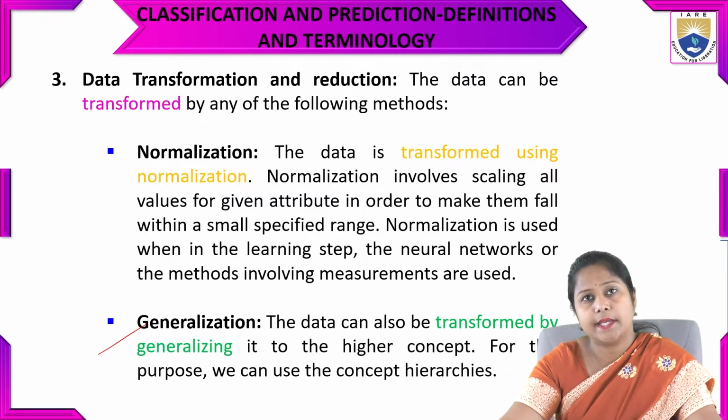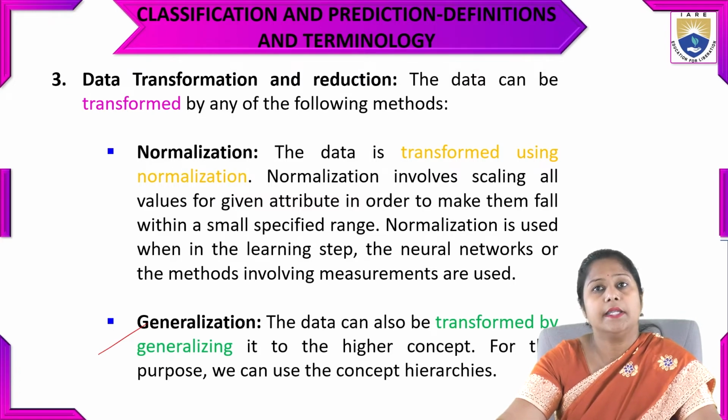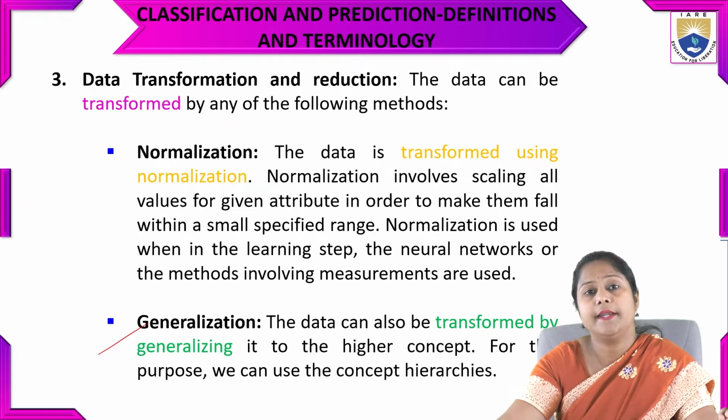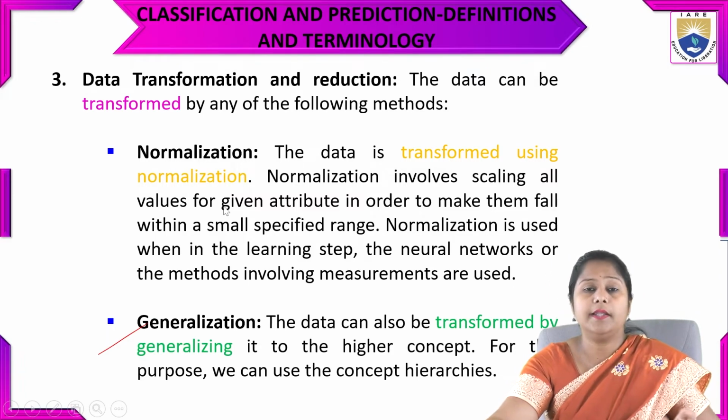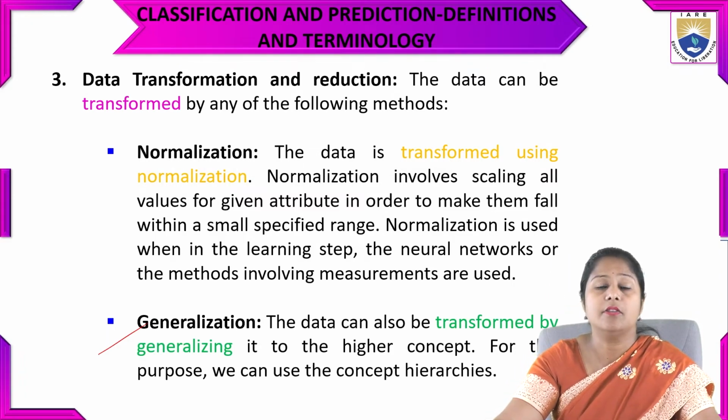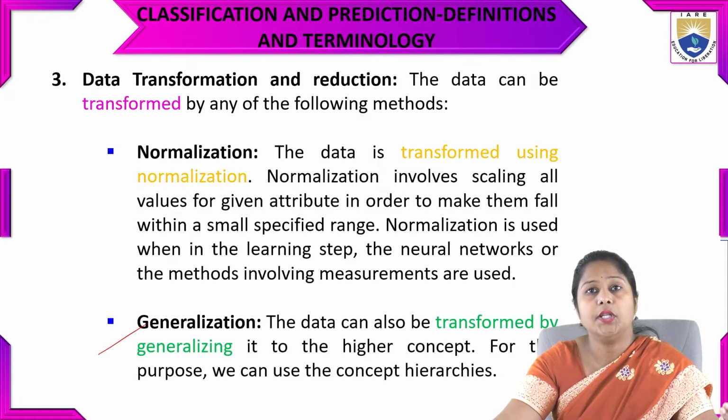Normalization involves scaling all values for a given attribute in order to make them fall within a small specified range, at one scale. All the data will be changed into normalized data. Normalization is used when, in the learning step, neural networks or methods involving measurements are used.